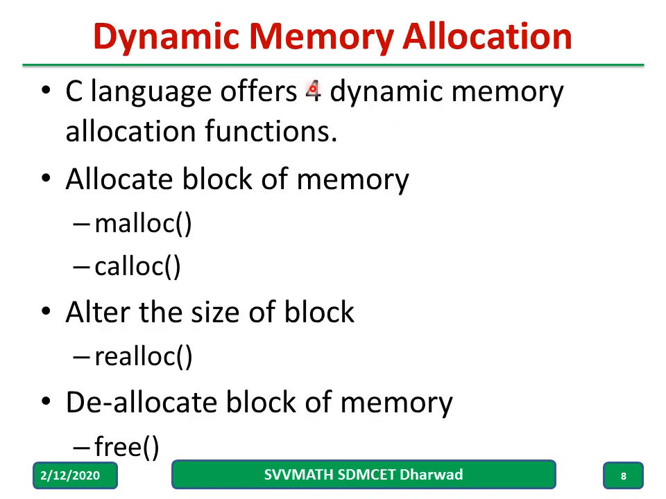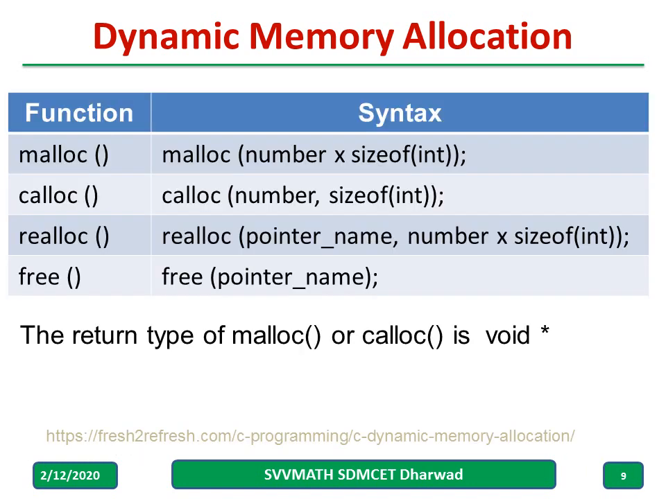C language offers 4 dynamic memory allocation functions. Malloc and calloc are for allocating a block of memory, to alter the size of this allocated block we use realloc, and to deallocate this block of memory we use free. These are the 4 functions available in the C language. Malloc: n into size of int or float. This is the syntax. Calloc: number comma size of int or float. Here it is only one term, here we have 2. Realloc: pointer name and how much size you want. And free, simply the pointer name we give.